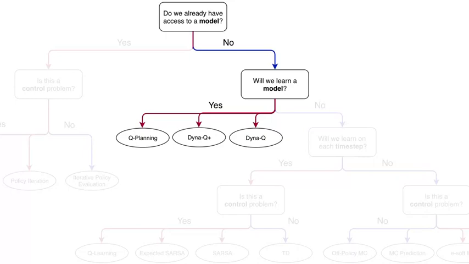We finished off Course 2 by looping back up to model-based planning methods. We studied the Dyna architecture, in which the agent learns a model while interacting with the world.